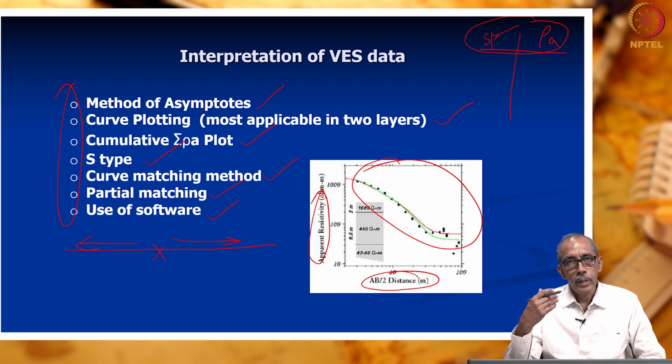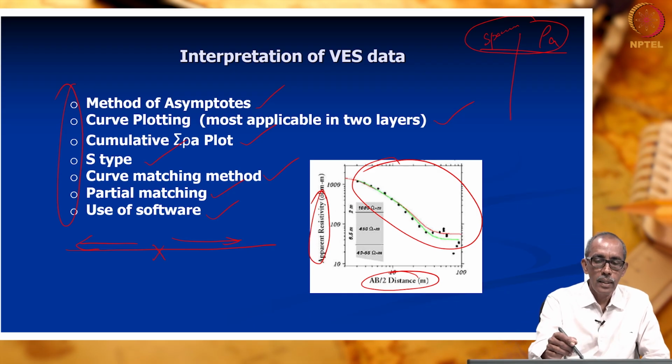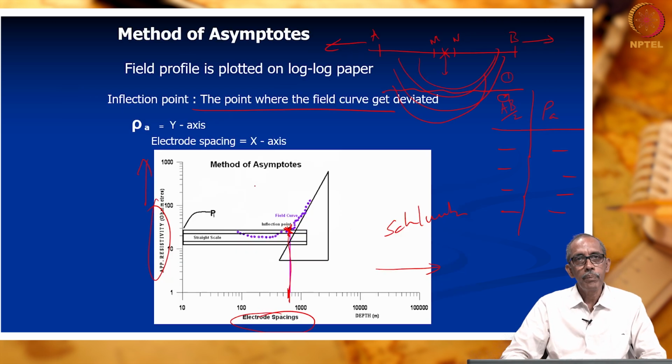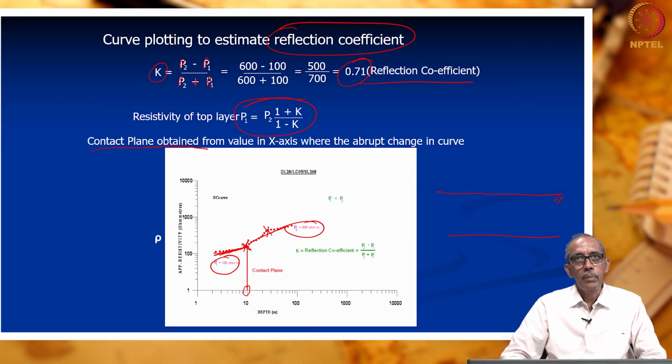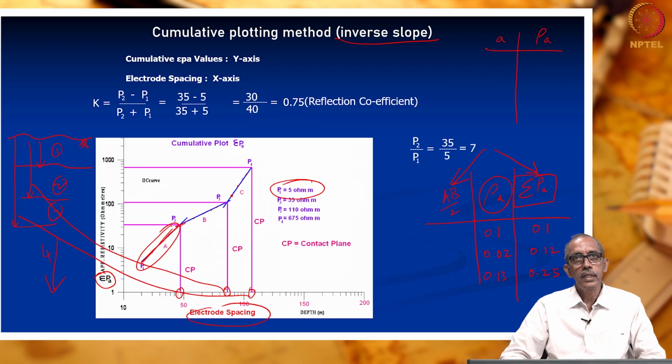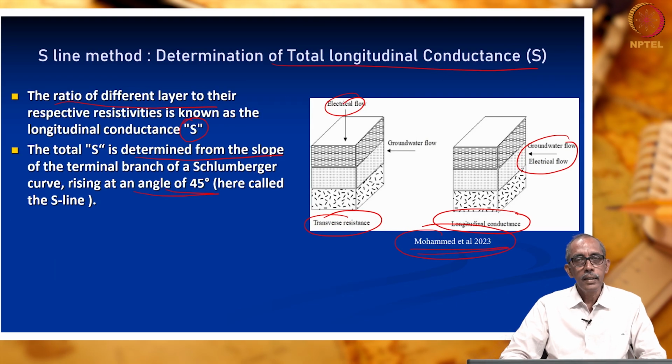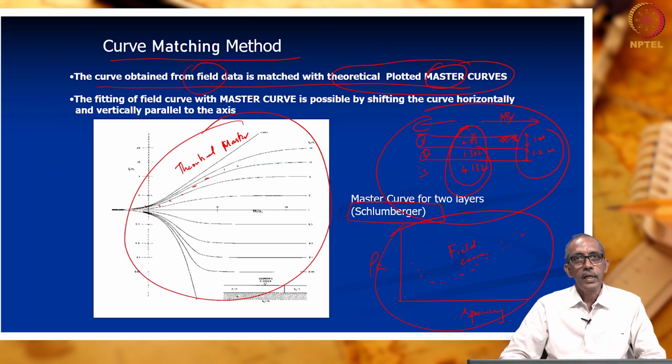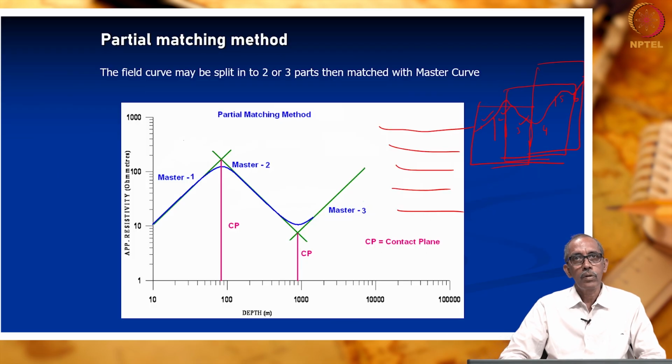Hello everyone. In the previous lecture, we had a look into different methods of interpretation of vertical electrical sounding data. What are all the different methods? These are all the different methods of interpretation of the vertical electrical resistivity data, which we have seen in the previous lectures. One is asymptotes, then curve plotting method to determine the reflection coefficient, then inverse slope method, then S-line method. After that we had seen curve matching, then we had a look into partial curve matching.